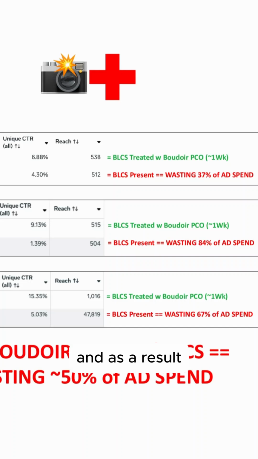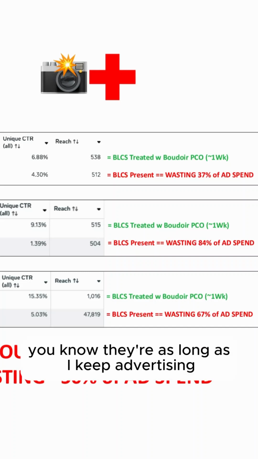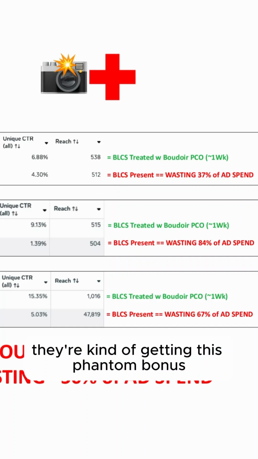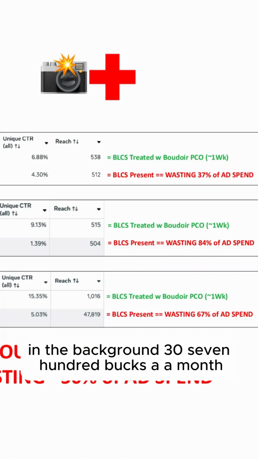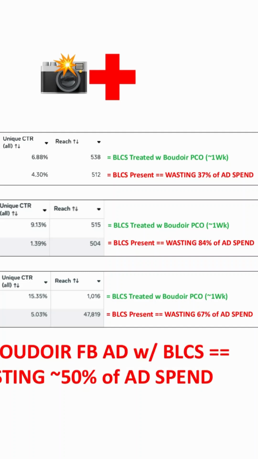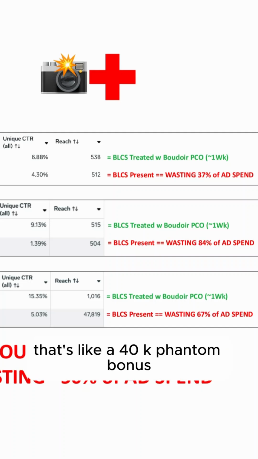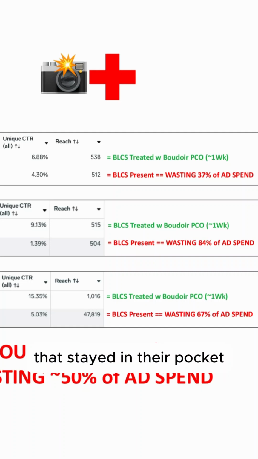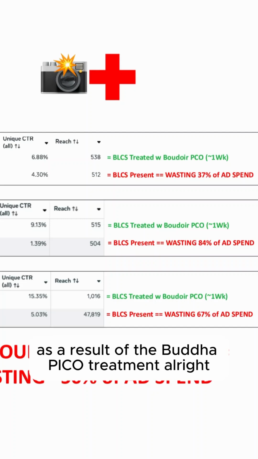And as long as they keep advertising, they're getting this phantom bonus in the background, $3,700 a month every single month. And at the end of the year, that's like a 40K phantom bonus that stayed in their pocket that they didn't have to spend out of pocket as a result of the Boudoir Pico treatment.